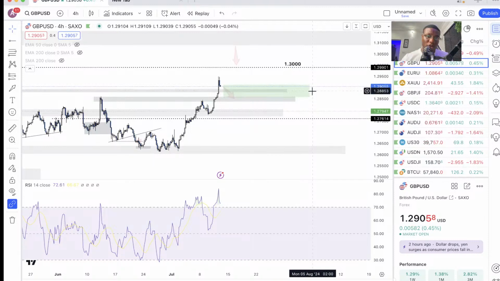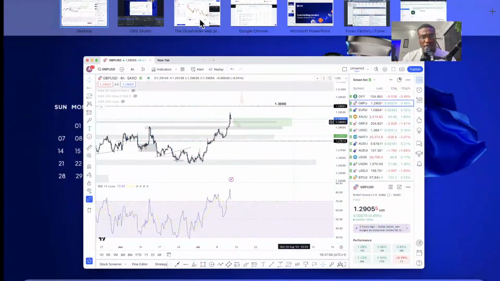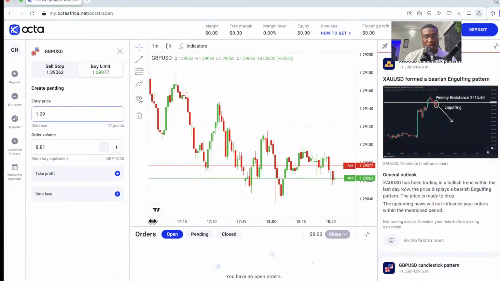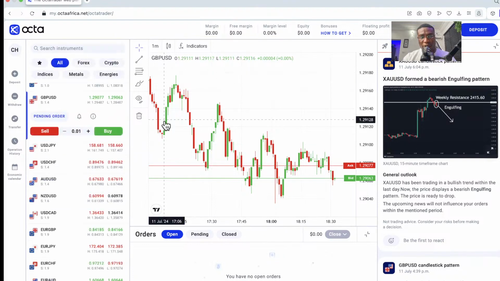All right, guys. So if you understood the analysis, let me know in the chat as well. Right about now, I'll go over to the Octa Trader web platform and show you guys exactly what it's about.